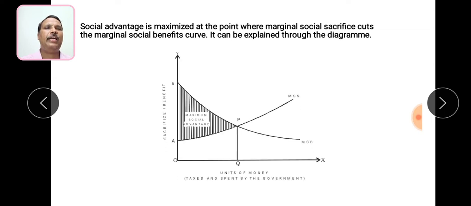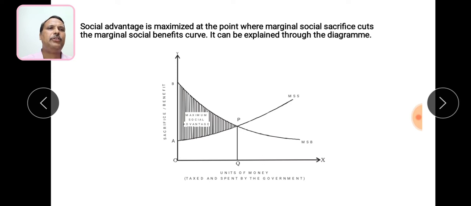Now we can explain this theory with the help of a graph. Social advantage is maximized at a point where the marginal social sacrifice curve cuts the marginal social benefit curve. It can be explained in the following diagram. On the x-axis, units of money, taxes and public expenditure. On the y-axis, sacrifice or benefit is represented. MSS is an upward sloping curve. MSB is a downward sloping curve.